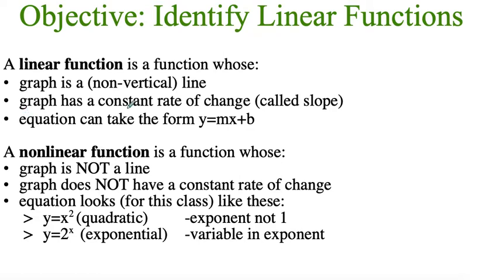The graph also will have a constant rate of change, which we'll talk about, and we call that slope. And the equation can take the form y equals mx plus b. This is just one of our forms for lines. We got 2 more, but we're going to focus on this one.